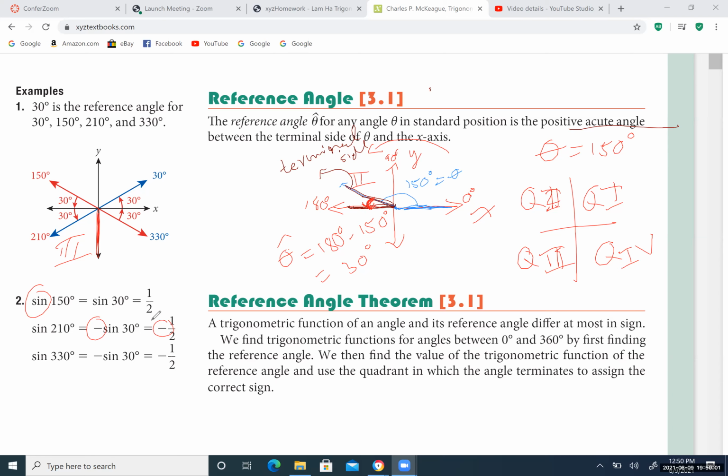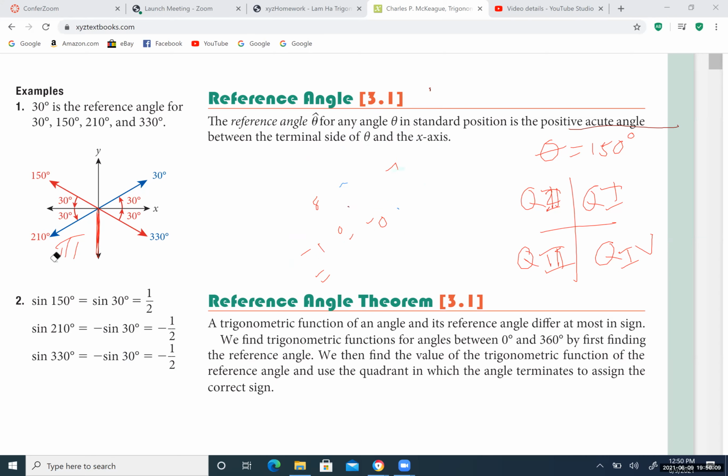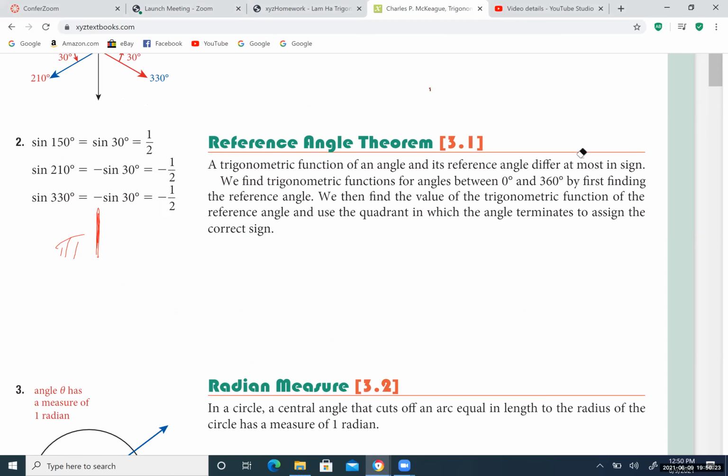I would like to erase this so that we have space. All of this will be repeated in the video that we will watch together, so no worry. But I suggest that you copy it down in as much detail as you can, and highlight it so that you can remember which is which.